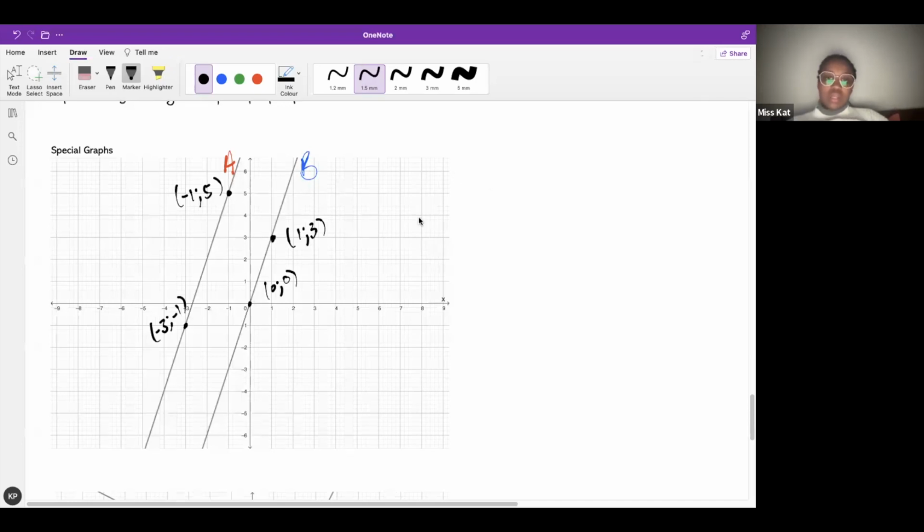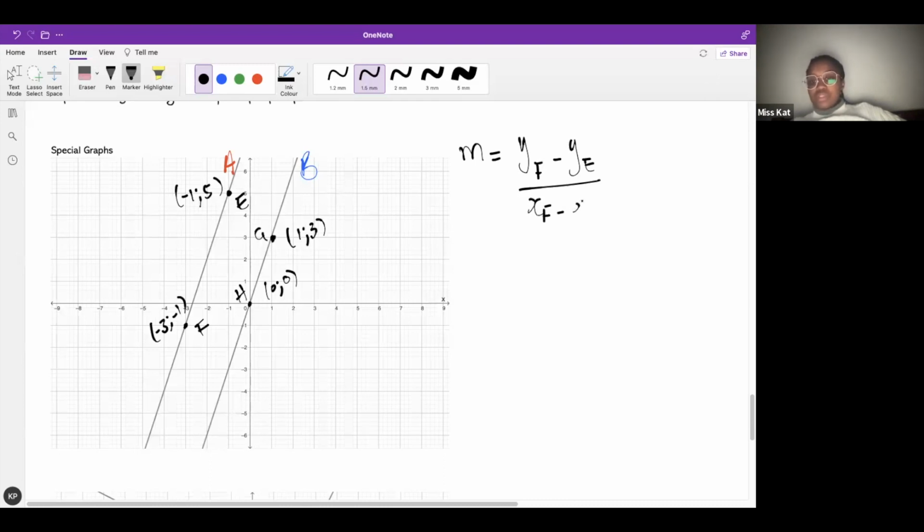Now we are working, guys. Should I write down the equation of gradient for you guys? But it depends on what you name your points, okay? So remember, M is equal to the y at point A. Now I have to name these points something else. E, F, G, and H. So the y at F minus the y at E, it doesn't matter if it's the other way around, over the x at F minus the x of E. And you do the same with B.